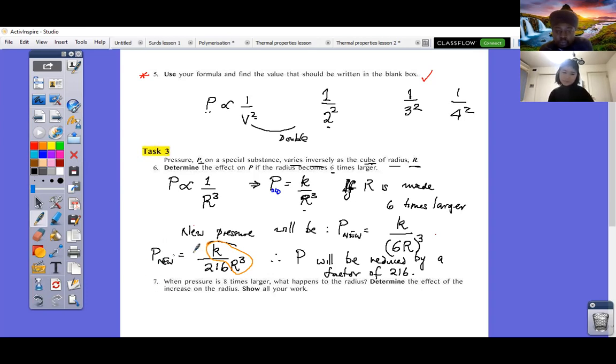Okay, so if we write this out, we know that P equals K over R cubed. Yeah, good. So therefore, we can rewrite this and make R the subject of the formula, because they want us to think about what happens to the radius. So can you rearrange this so you make R the subject of the formula? What do you get? Meaning, I want an equation that says R is equal to.